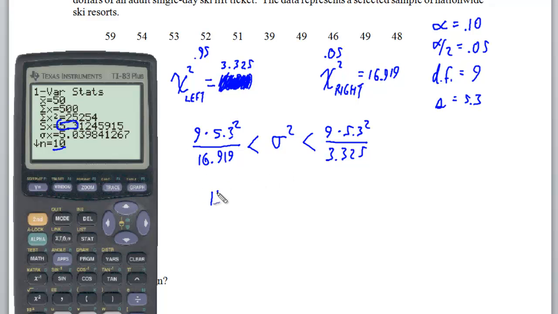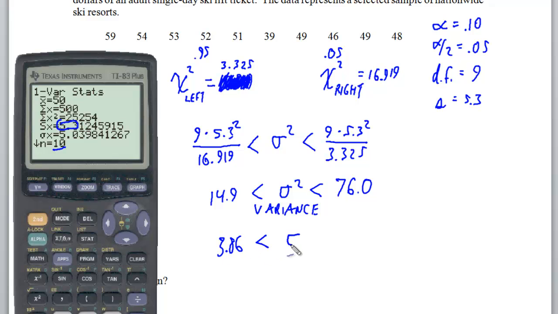Alrighty. So now I'm going to find variance by computing this out, which gives me 14.9. And this gives me 76.0. And this is my variance. Now I'm going to take the square root of all this. So I can envision a square root doing all of these separately. So this is going to be 3.86, which is less than the standard deviation, which is less than 8.72.